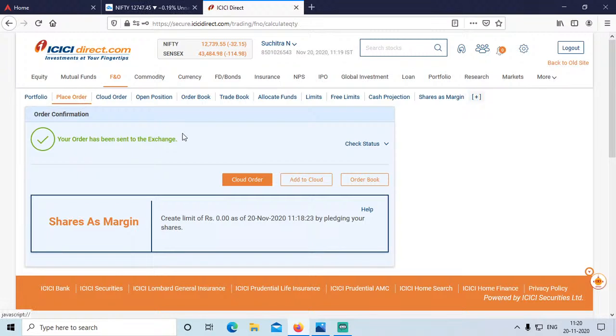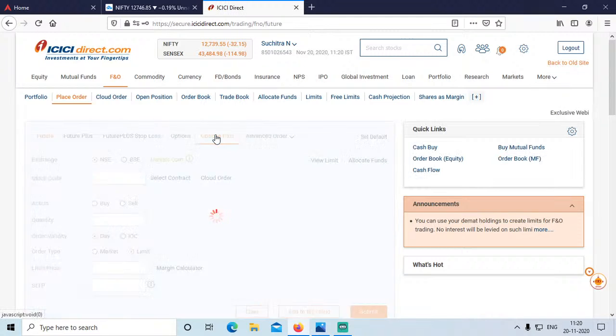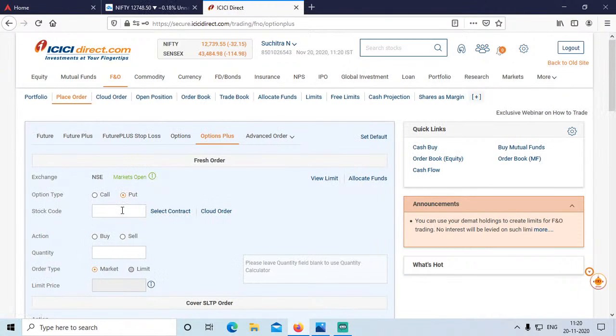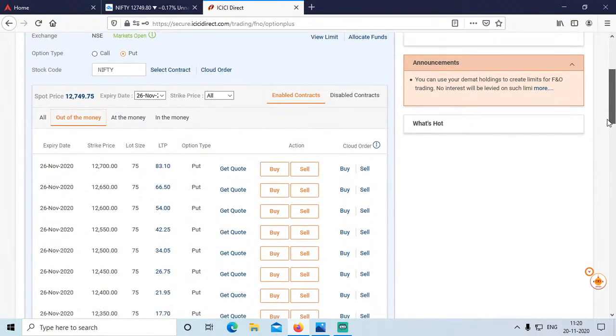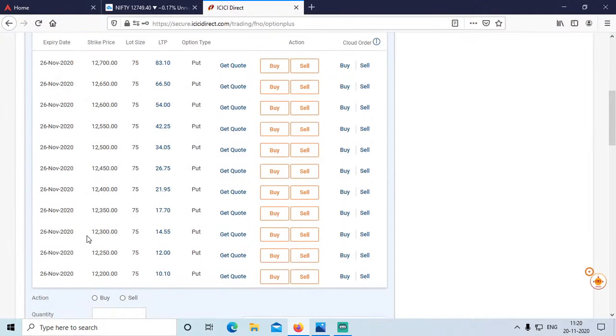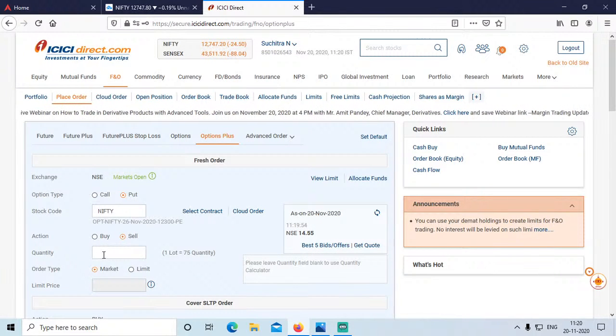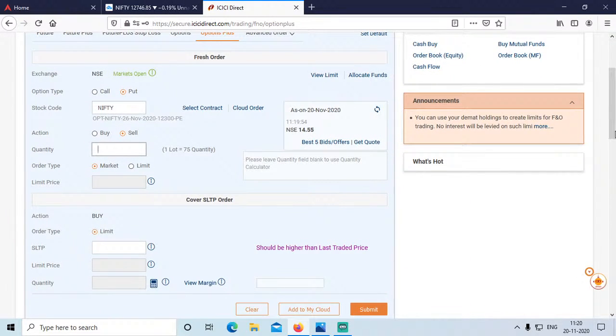So we will have to place one more order. We will just click on one more order, option plus. Now we have to do the put option, Nifty, select contract, expiry date 26 November, out of the money. Again we have to choose the same, 12,300 put option at 14.55. That's good. I will sell it. Now we know the lot size, the same lot size that we have done previously.